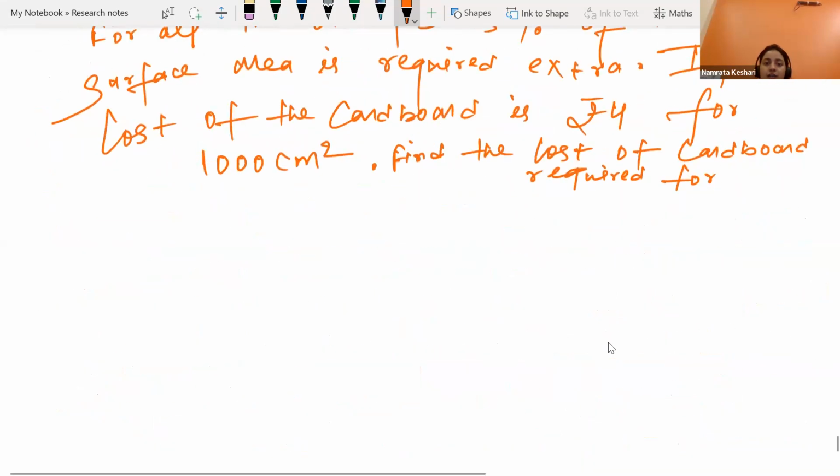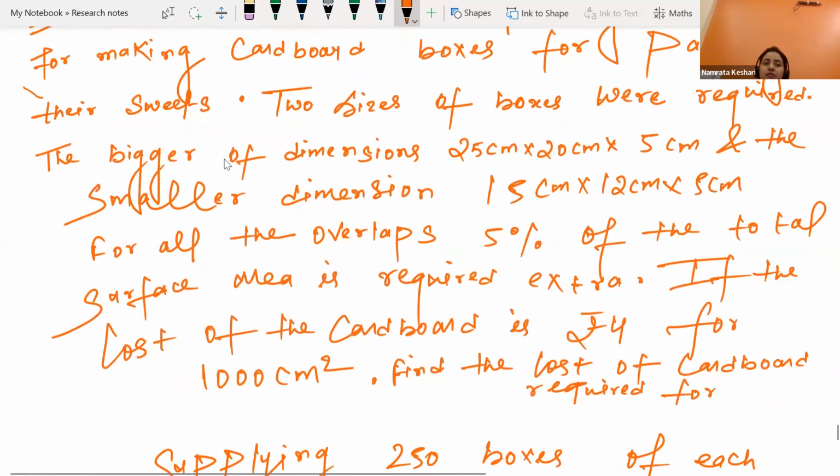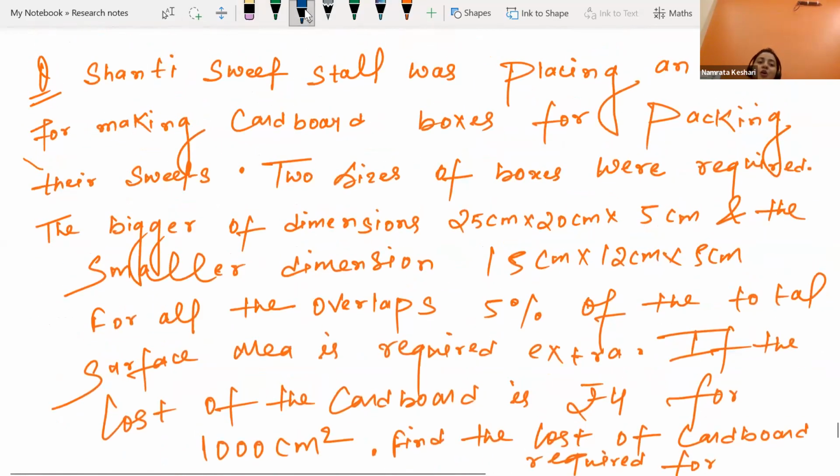Find the cardboard required for supplying 250 boxes of each kind. Let's see what the question says. Okay, so here we are having, done also. Okay, let's discuss it.